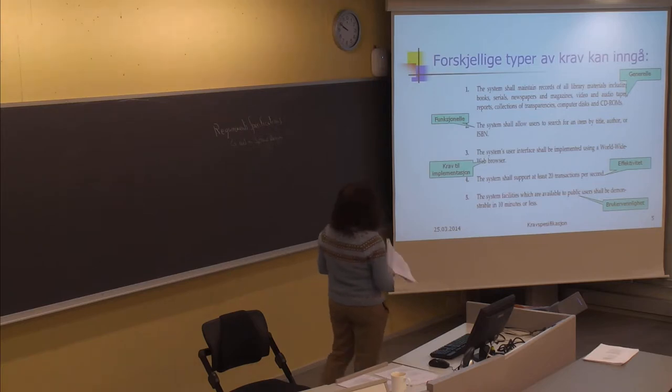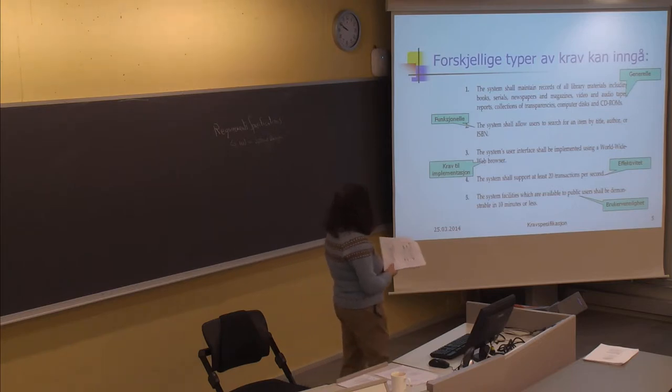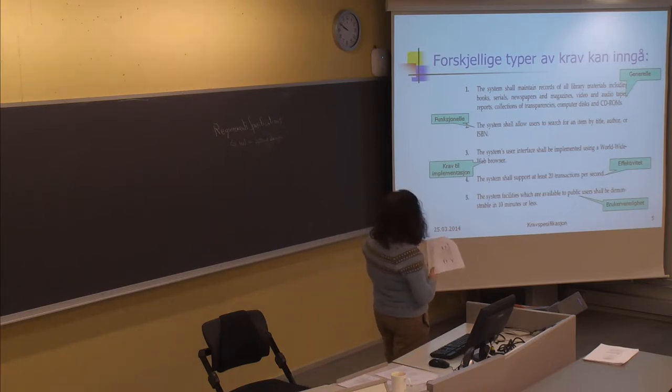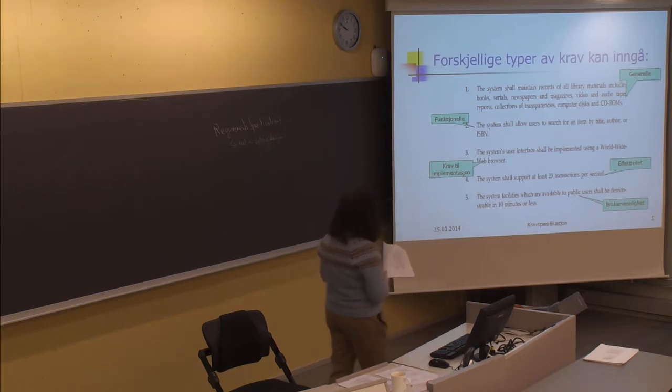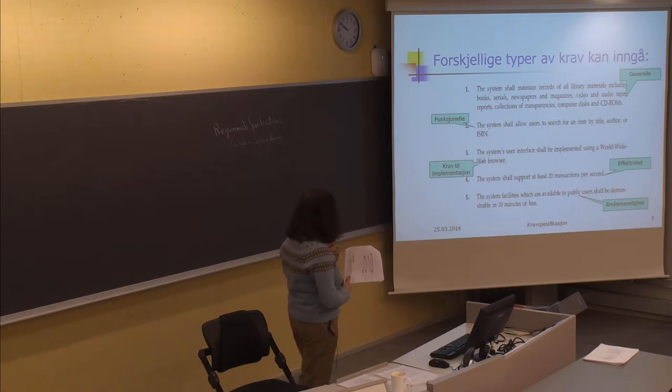The second category of specifications. So you might have something that is general. The system shall maintain a capable login to including books. So this would be a general requirement that's needed. And then you could have something that is functional. It has to be able to do something. But you might have a specification about access. So the system needs to be implemented or accessed from anywhere.